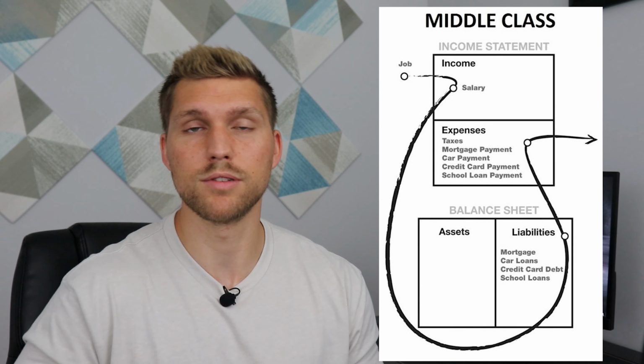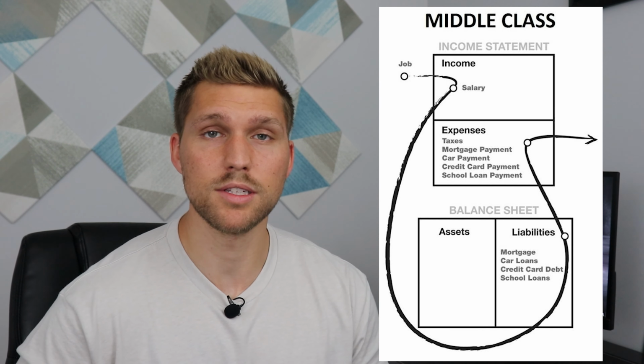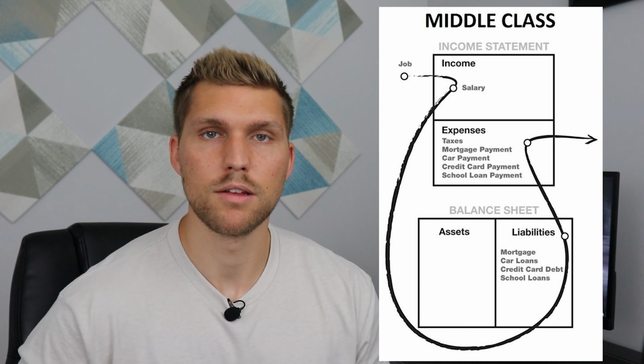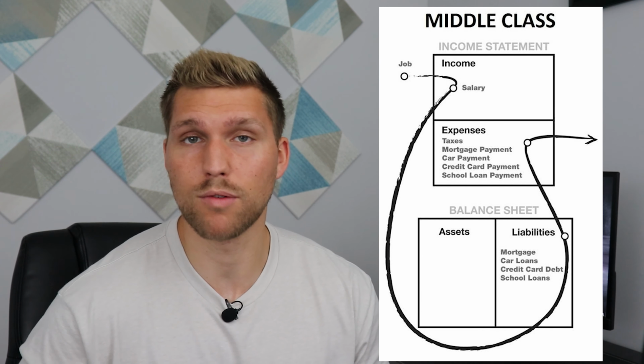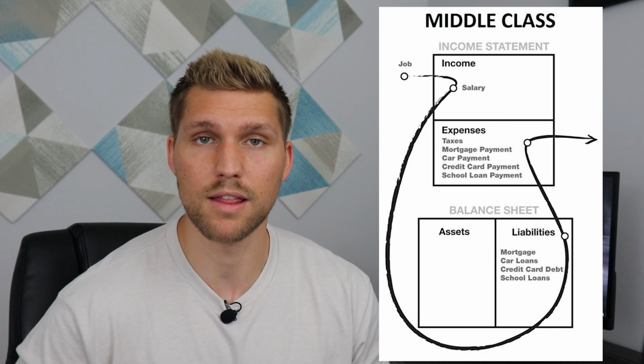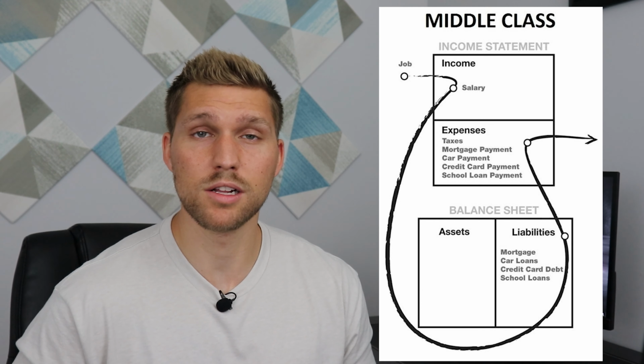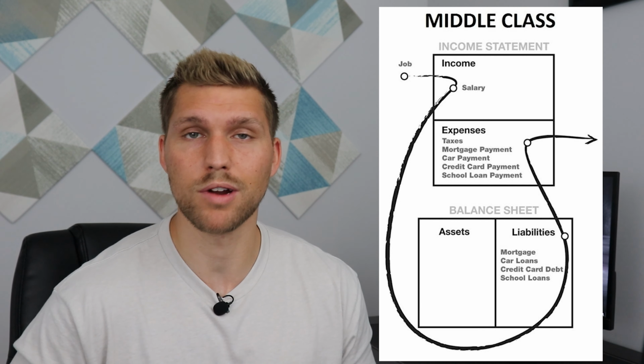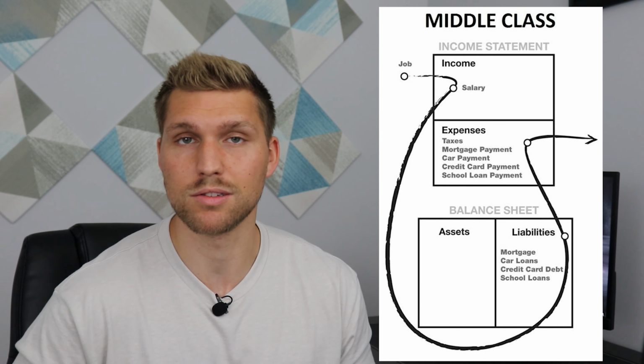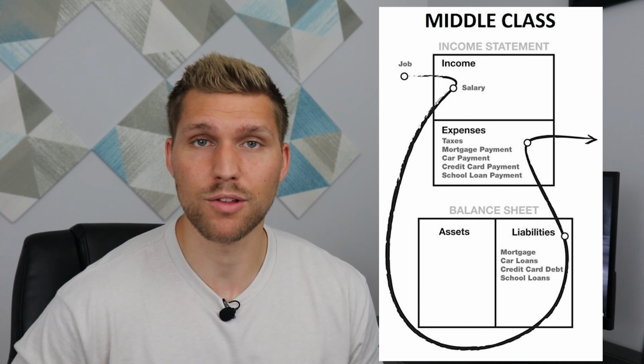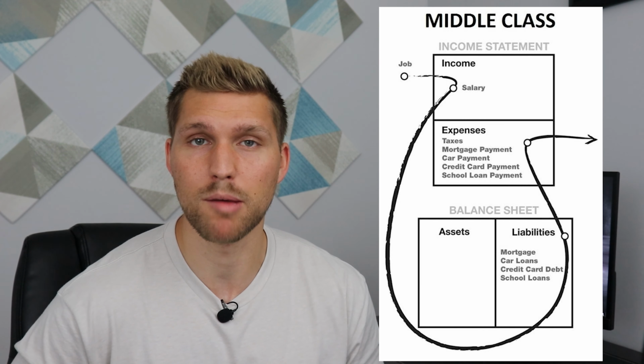Here's the diagram that he uses to depict the middle class. As you can see, they too work a job for their income. They spend their money on expenses and also what Robert explains as liabilities that the middle class thinks are assets. This includes things like car loans, credit card payments, mortgage payments, and so on. The main problem here though is still they don't have a lot of money left over to put in that asset column, so they're never going to be able to build it up that big.